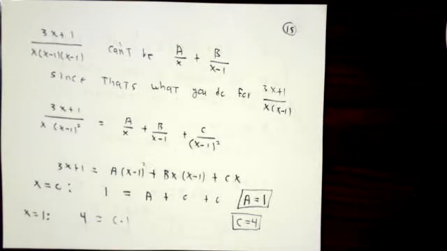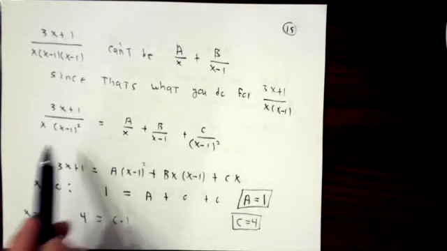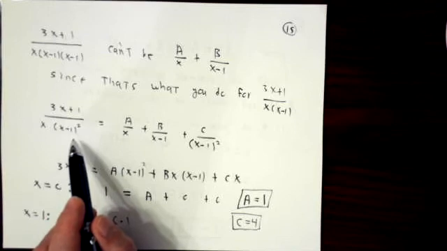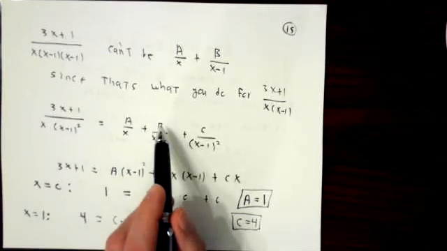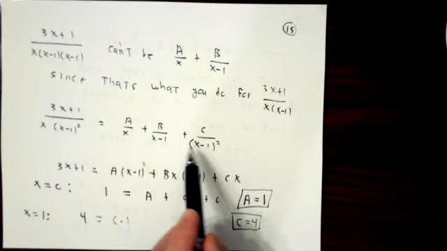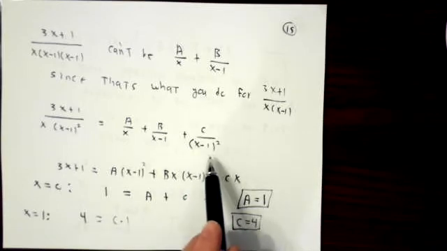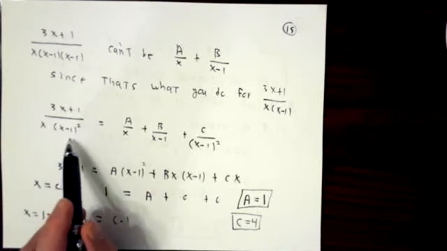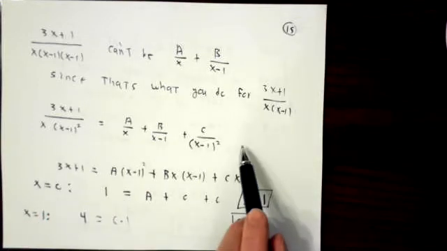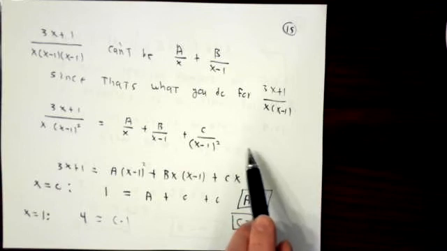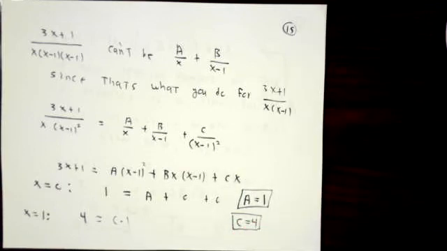If I have a linear factor that is repeated, I'm going to have several terms involving that factor, and each one of them is going to look like a constant divided by a power of the linear factor that gets repeated. Here, x − 1 occurs twice, so what I'll have is b over x − 1 plus c over (x − 1) squared. If this had been (x − 1) cubed, I would have plus d over (x − 1) cubed, and so on and so forth.